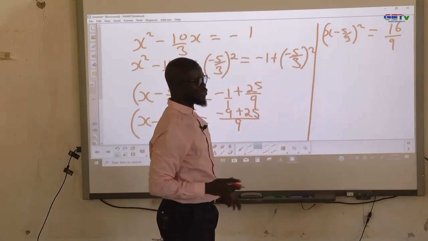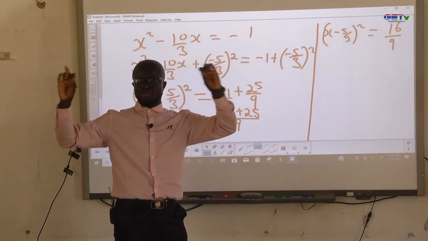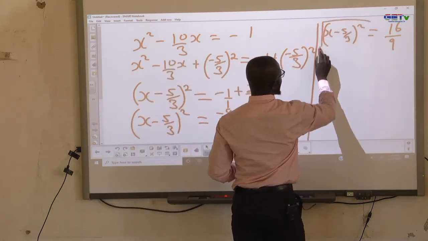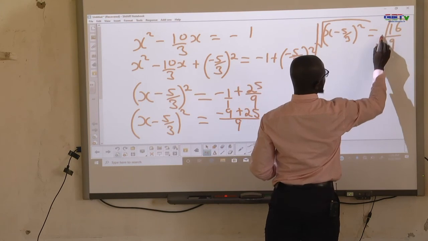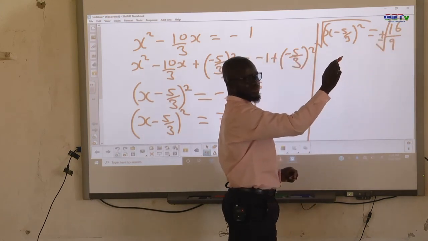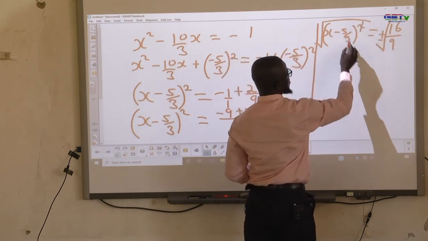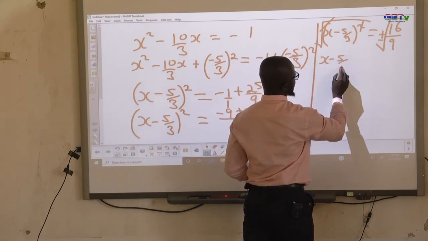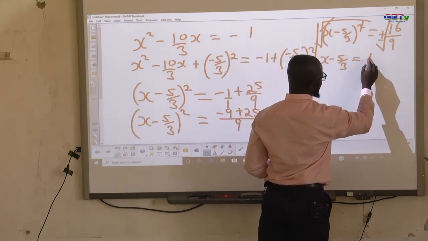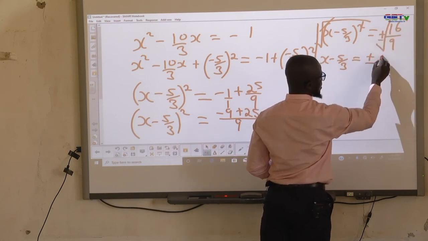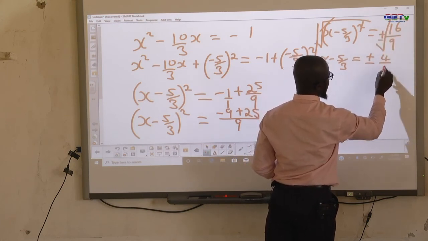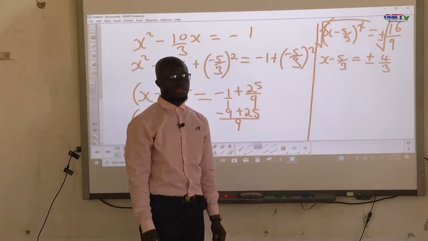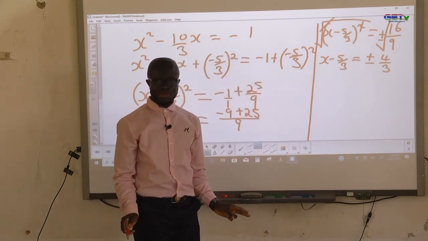Remember, in the rules, we are told to take the square root of both sides in solving to get the values of x. So we are going to take the square root of both sides. Don't forget the positive and negative. The square will cancel the root, and you are left with x minus 5 over 3 equals to plus or minus. The square root of 16 is 4. The square root of 9 is 3. Are we to stop there as our answer?